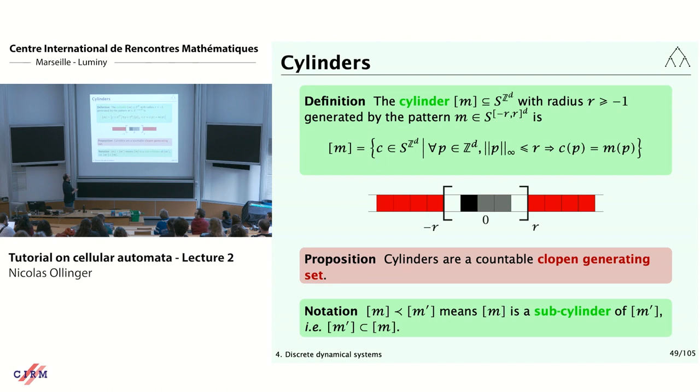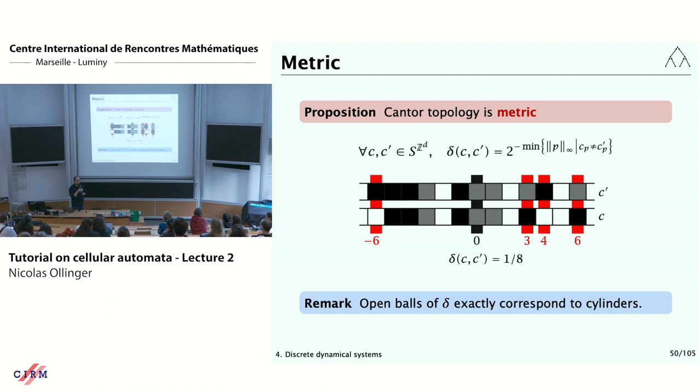So I have a notation here. A subcylinder is a cylinder which is less specified than the other. So it's really an inclusion on the set of configurations. And I believe I stopped last time with the definition of the distance. So you get a metric by saying that for two configurations side by side, I look at the differences, and I search the difference that is nearest to zero, and I take that distance, and you take the inverse of that. So far, so good.